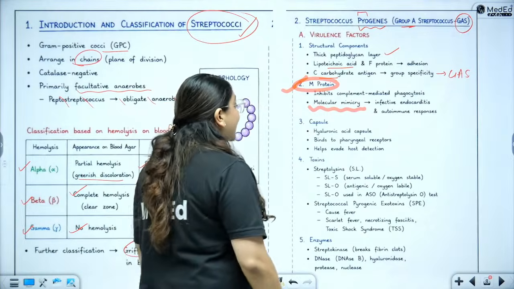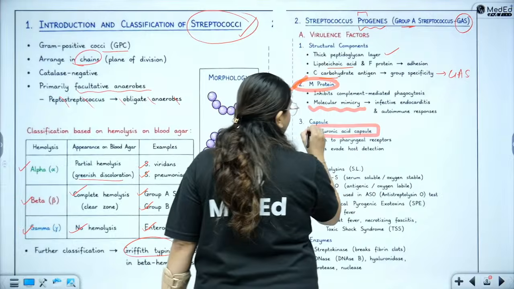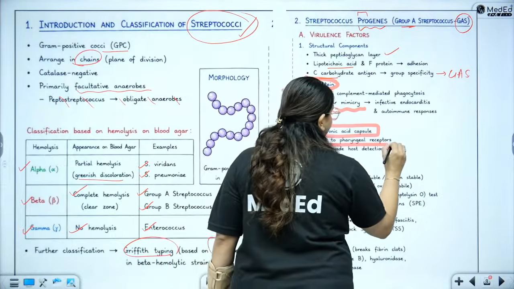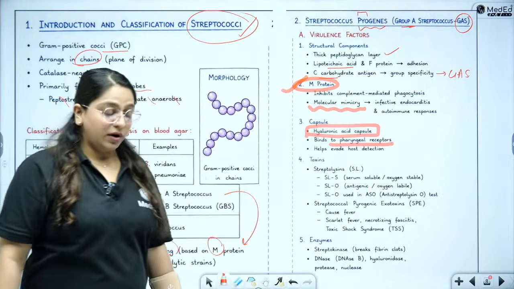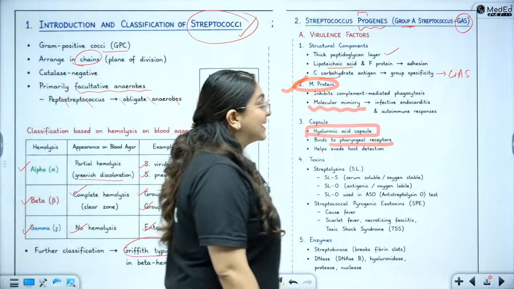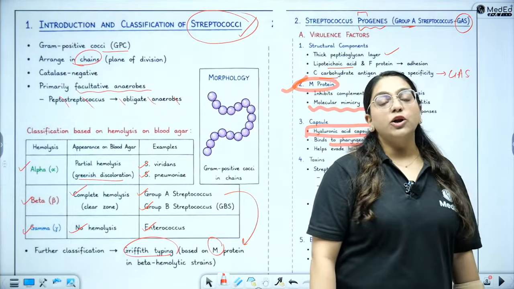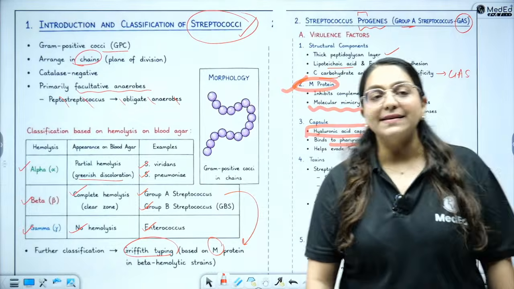Then it also has a capsule. It can have a hyaluronic acid capsule, which is responsible to bind to the pharyngeal receptors. So this is in fact a very famous MCQ, that the binding protein on Streptococcus is actually the hyaluronic acid capsule.